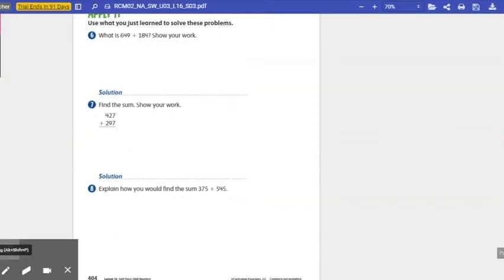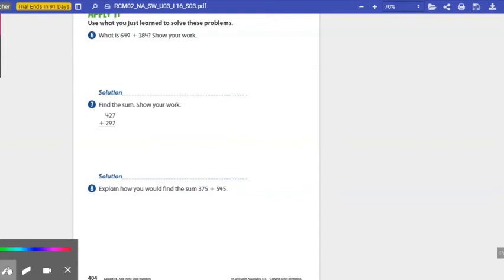All right, now we are on page 404. Let's look at number 6. What is 649 plus 184? Show your work. So let's think about what we want to do. How do we want to solve this problem? Do we want to solve it with a model or with a drawing? What do you think?